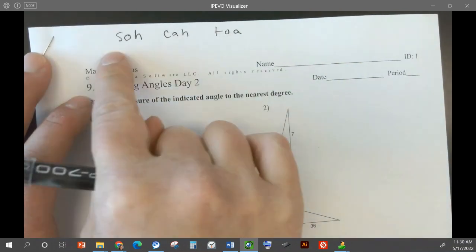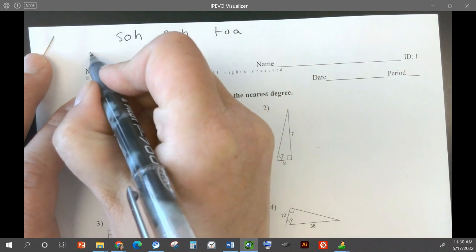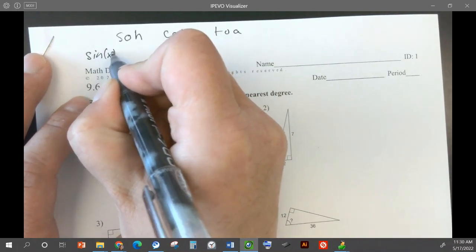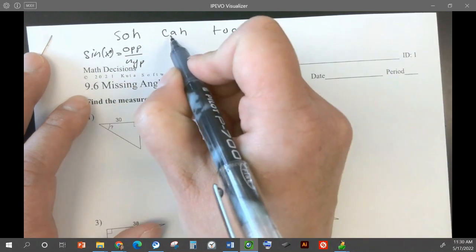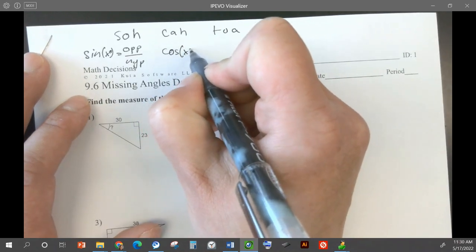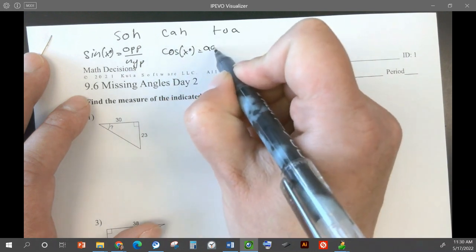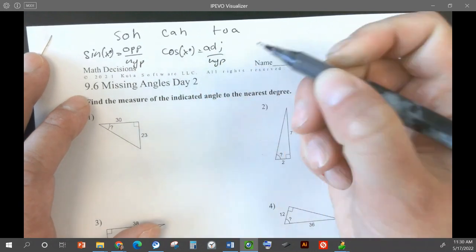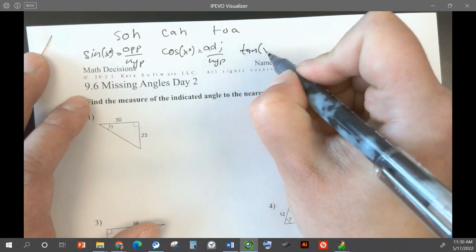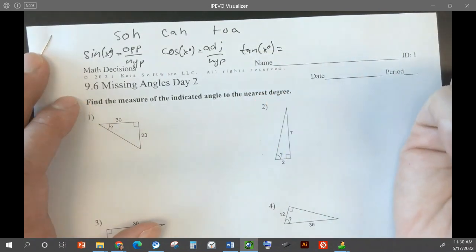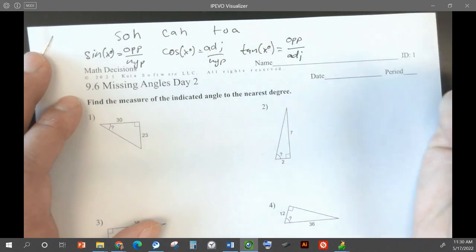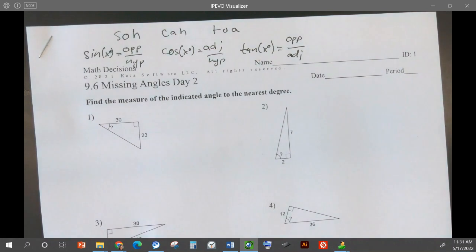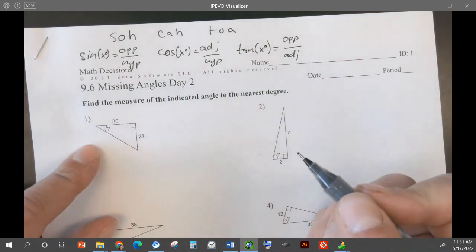And then if I have this at the top of my paper, that tells me that sine of the angle is equal to the opposite side over the hypotenuse. Cosine of the angle is equal to the adjacent side over the hypotenuse. Tangent of the angle equals the opposite side over the adjacent side. So if I have that written on my paper, that really helps me to remember what I'm doing.